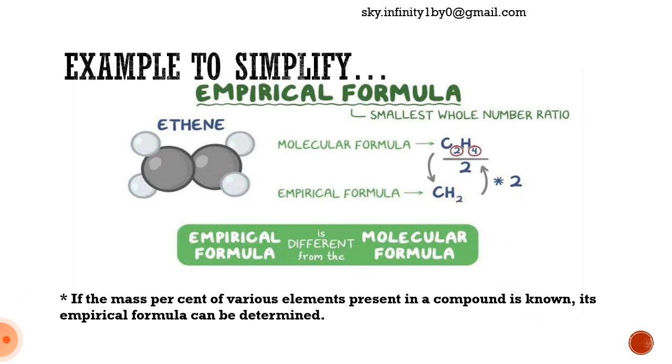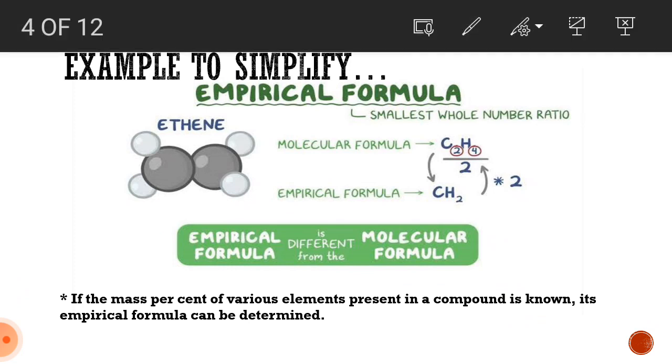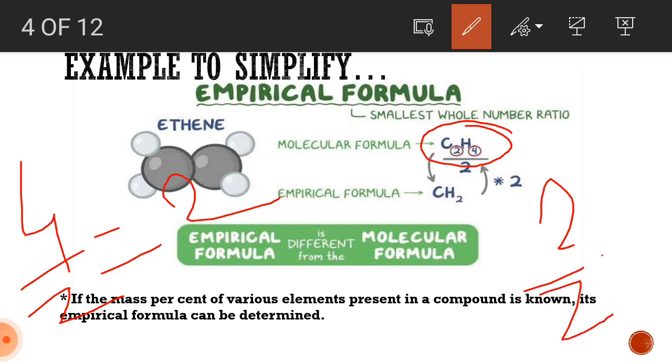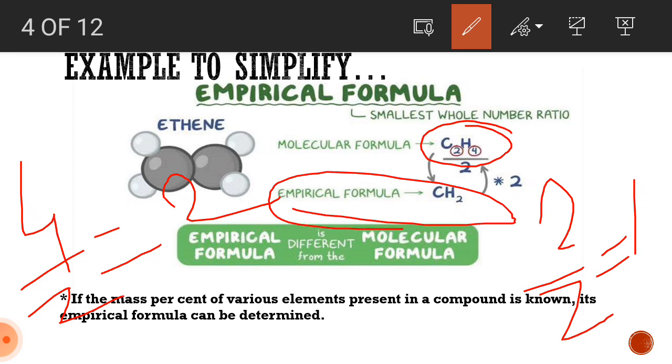Ethene, as we all know, has a double bond between its carbon atoms, and the molecular formula for ethene is C2H4. If you divide 4 by 2, the answer is 2, and if you divide 2 by 2, the answer is 1. So this is the ratio. If you apply it for the molecule of ethene, then you will get the empirical formula as C1H2.